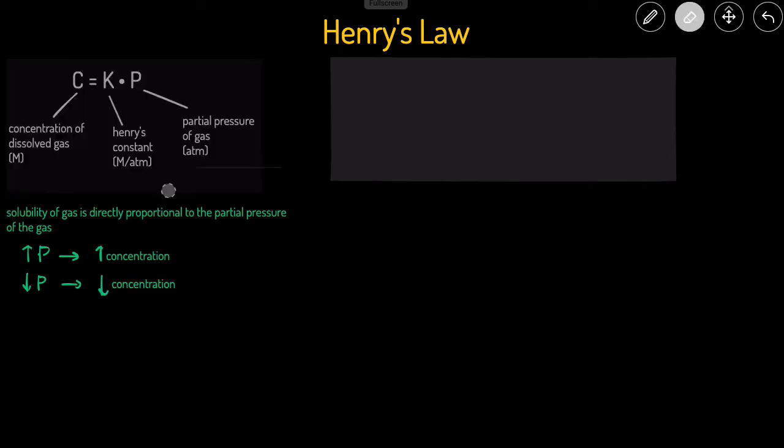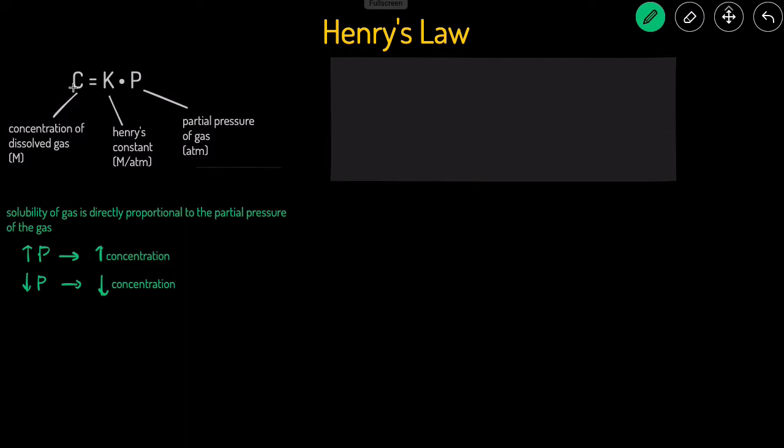The equation that's associated with Henry's law is this one. C equals K times P. C is the concentration of the dissolved gas, and that's just the molarity, which is the moles over the liters. K sometimes is also written as Kh. That's the Henry's constant, and that's a constant that's unique for every gas. And the units for that is molarity per ATM.